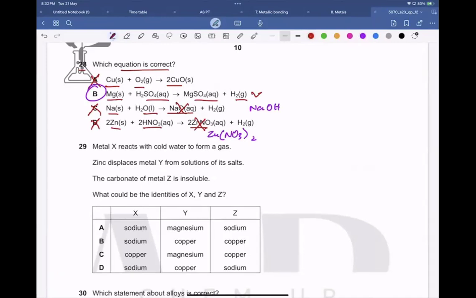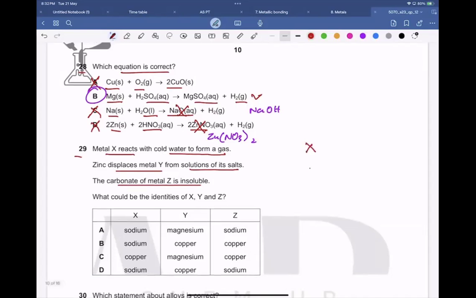Okay. Now question number 29. Metal X reacts with cold water to form a gas. Zinc displaces metal Y from a solution of its salt. The carbonate of metal Z is insoluble. So there are three metals, X, Y, and Z. X reacts with cold water, so X is most reactive. Zinc displaces metal Y, so it means zinc is at the top and metal Y is below.